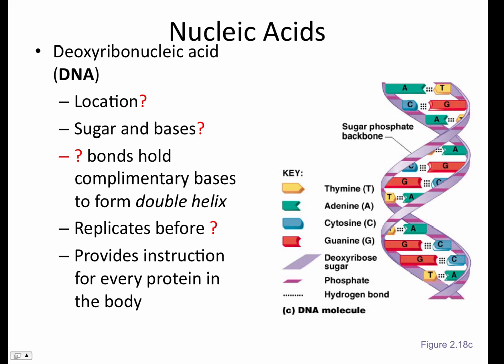Okay, so where do we find DNA, so deoxyribonucleic acid? We find this in the nucleus of the cell. Here's our cell, right in the middle. We'll find all of that DNA. Sugars, what sugars did we mention already? We had ribose, and then bases, we had A, T, and then C, G.